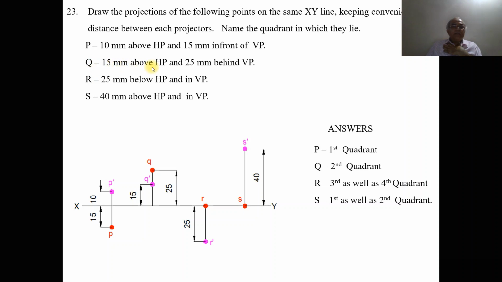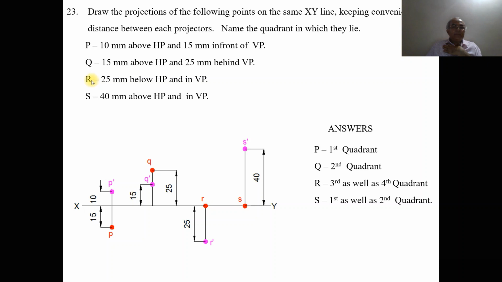Capital Q is 15 mm above HP and 25 mm behind VP. So the condition is above HP and behind VP. This will satisfy the condition of the second quadrant, wherein a point is above HP and behind VP. So obviously capital Q should lie in the second quadrant.